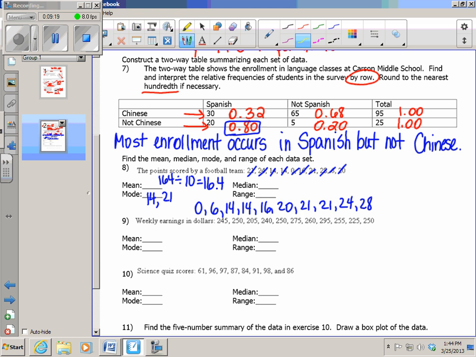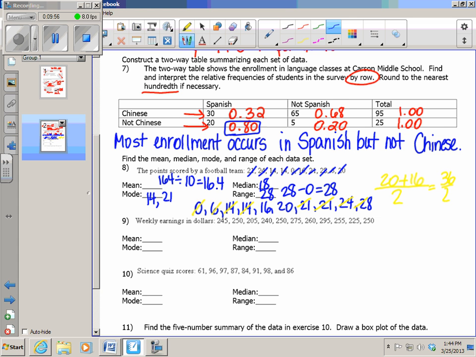The median is the middle number, so I just work my way from the outside in. And so now I have 16 and 20 is where I'm at. I add those 2 together, and I divide it by 2. So 36 divided by 2 gives me a middle number of 18. And the range is when I take the highest number and subtract the lowest number, which is 0. So I get a range of 28.